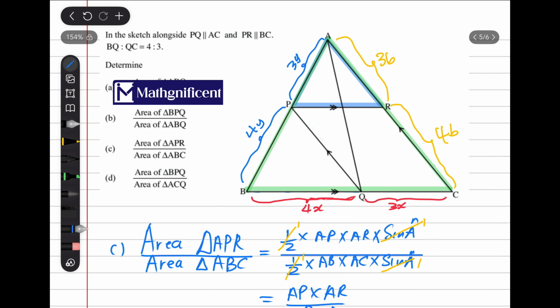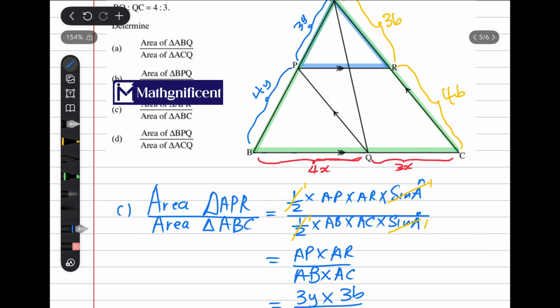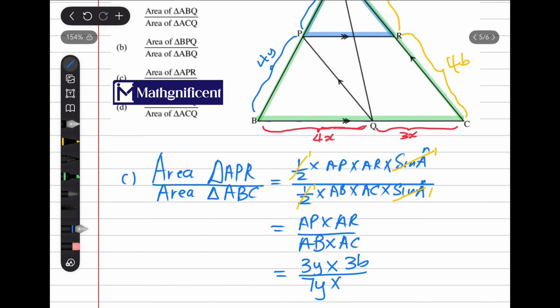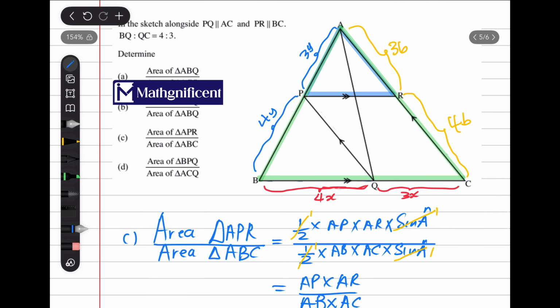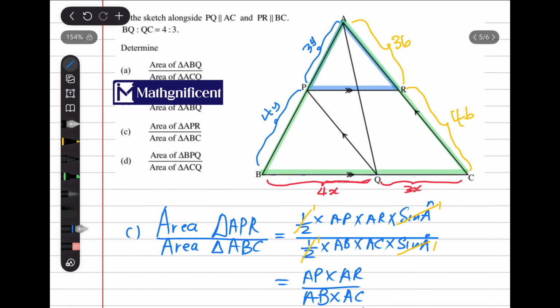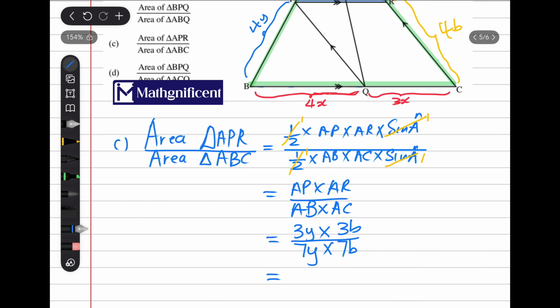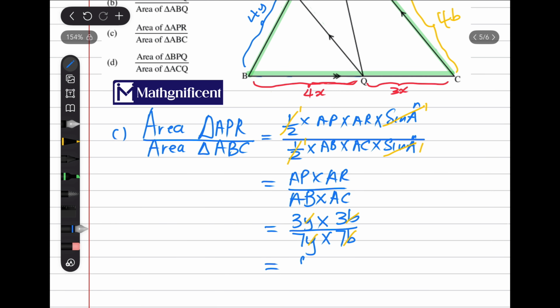Then for AB, it's going to be 7y, multiplied by AC, which is 7b. So what's going to happen with the variables there? This variable is going to divide with this one, and this one with this one. Then 3 times 3, you are going to get 9. 7 times 7, you are going to get 49. So that's how we calculate the area.